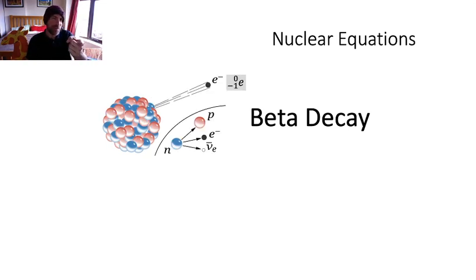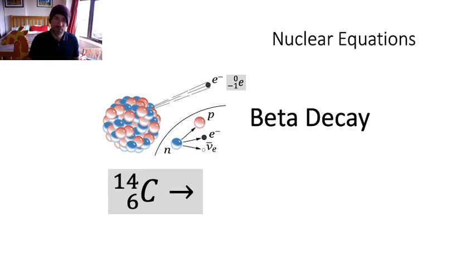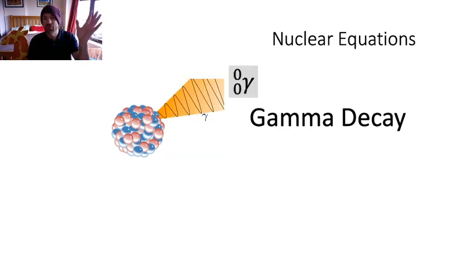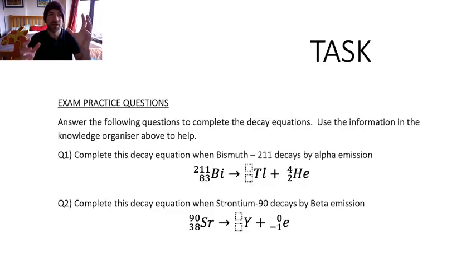Beta is the harder one to remember. I just remember top number stays the same, bottom number add 1, change the element. Okay, and gamma, nothing happens. Okay, right.